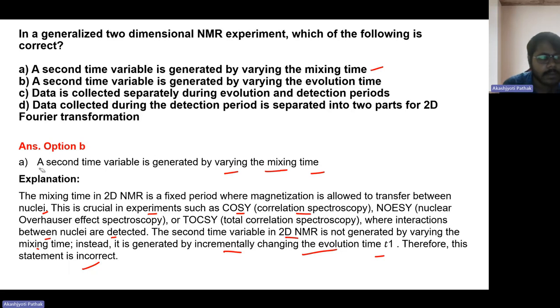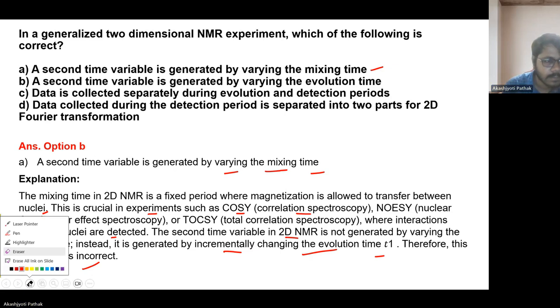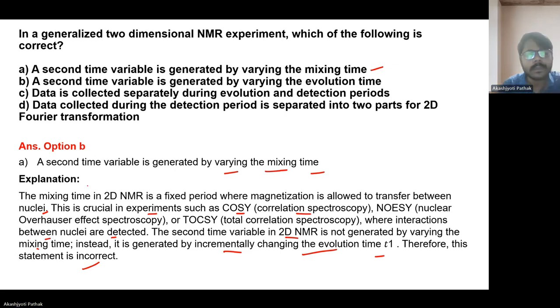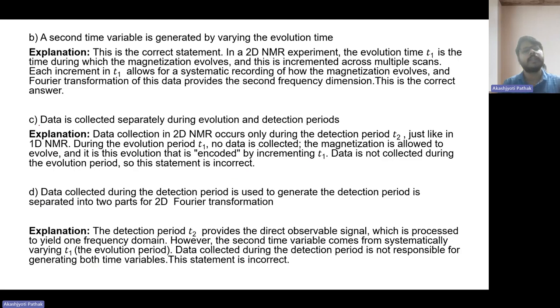So the correct option is option B. Option A is wrong. And option B, the second time variable is generated by varying the evolution time, is correct. In a 2D NMR experiment, the evolution time T1 is the time during which the magnetization evolves, and this is incremented across multiple scans. Each increment in T1 allows for a systematic recording of how the magnetization evolves, and Fourier transformation of this data provides the second frequency dimension. So this is the correct answer.